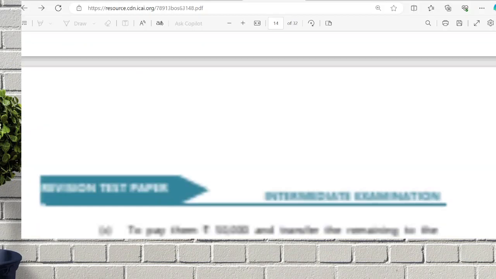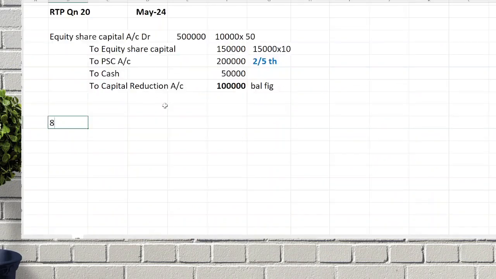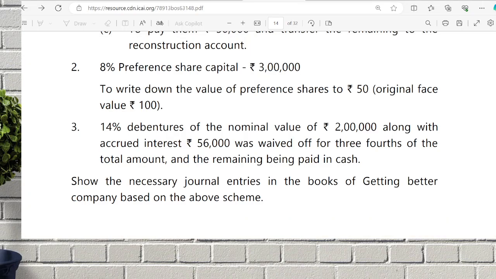Next, look. 8% preference share capital account debit, old value how much? 3 lakhs. Again 8% preference share capital account, 50 each. Direct entry is not passed. Since the face value is changing, we are cancelling the old and bringing the new. Then, what is the next one?